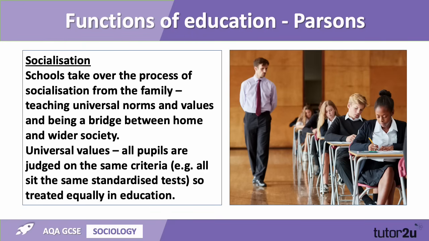So as I've already mentioned, schools are an agency of secondary socialisation, socialising children into society's norms and values and taking over from the family. Talcott Parsons believed that when families socialise their children, they often make allowances for them, but they only reinforce the values important to them as a family, rather than the universal values that underpin society. So he said that schools act as a bridge between home and wider society.